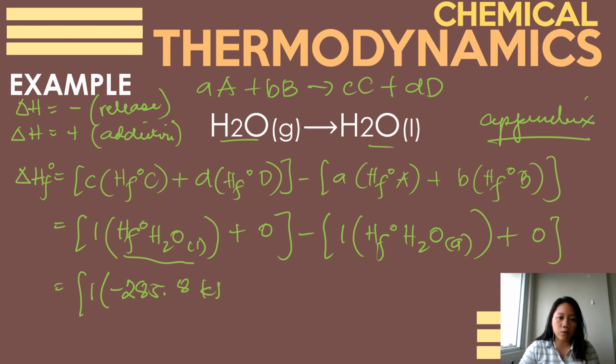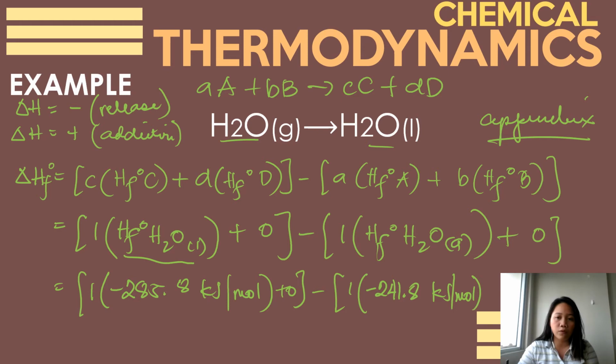285.8 kilojoule per mole plus 0, minus, you have 1 times the ΔHf° value of your water in gas form, that is negative 241.8 kilojoule per mole, of course, plus 0. Then all you have to do now is solve and put that in your calculator, and you will get the value of your ΔH° as negative 44 kilojoule per mole.